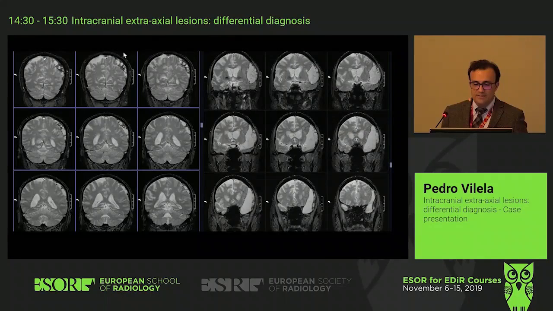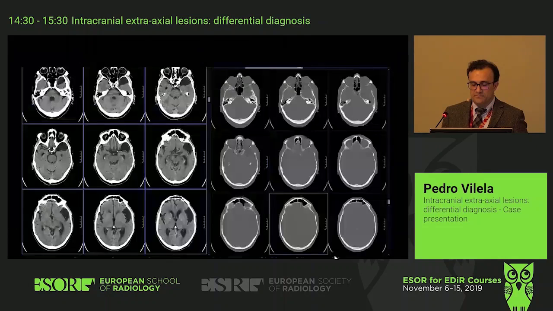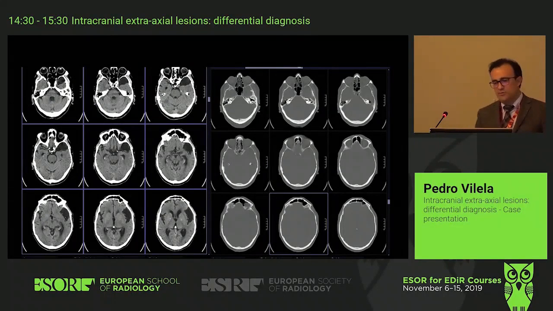And this is the T2 star, so you see that there is blood there, and it looks like there are two different things. Well, we did the follow-up, and now if I show you this picture from the beginning, you would say this is what? An arachnoid cyst, right? So the patient had a trauma.